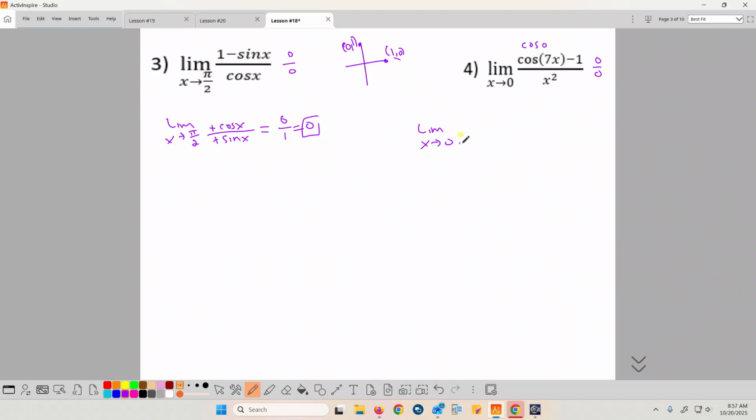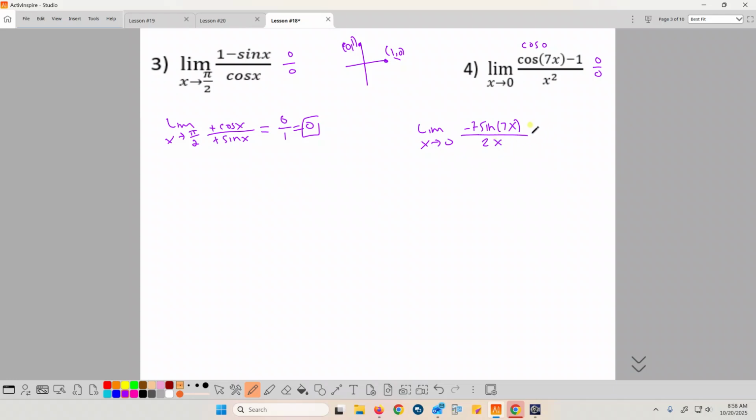Okay, we are using L'Hopital's rule. So what happens when I derive this? Cosine of 7x minus 1. The derivative of minus 1 is 0, but cosine of 7x is a chain rule. The derivative of the outside is negative sine, copying the inside, and then times the derivative of the inside, which is just 7. So I'm going to put that 7 here in the front, and the negative again. There it is. Now the derivative of x squared, we want to derive the bottom, 2x.